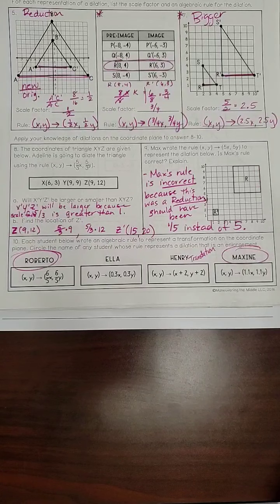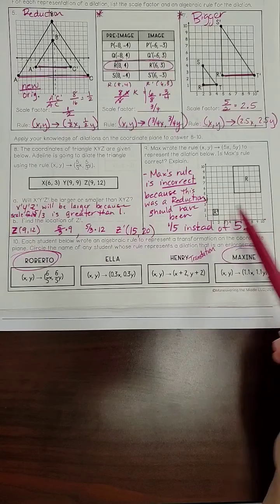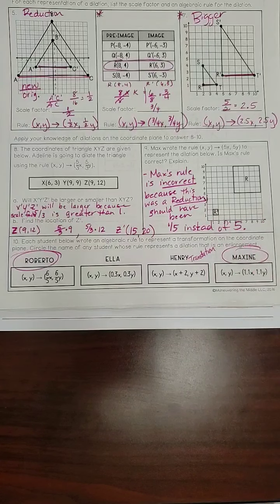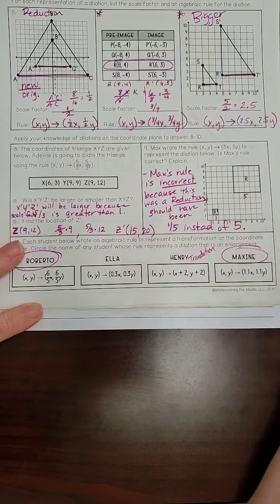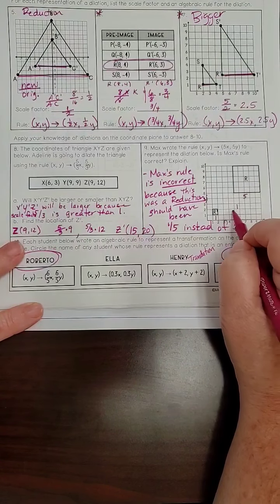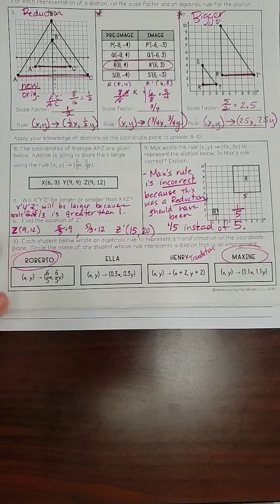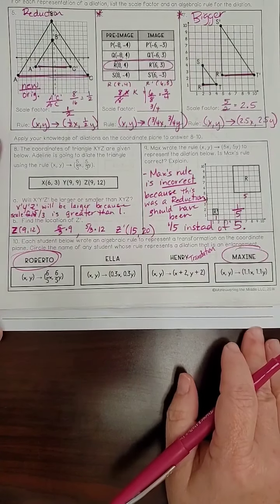For this one, it said Max wrote the rule and the scale factor was 5, and they want to know, was he correct? He was not, because here's our pre-image and here's our image, and as you can see, that's a reduction. A scale factor of 5 is much greater than 1, so it wouldn't be 5. It should have been 1/5 instead of 5. This side is 1, this side is 5. We put the new image over the original, so the scale factor should have been 1/5.